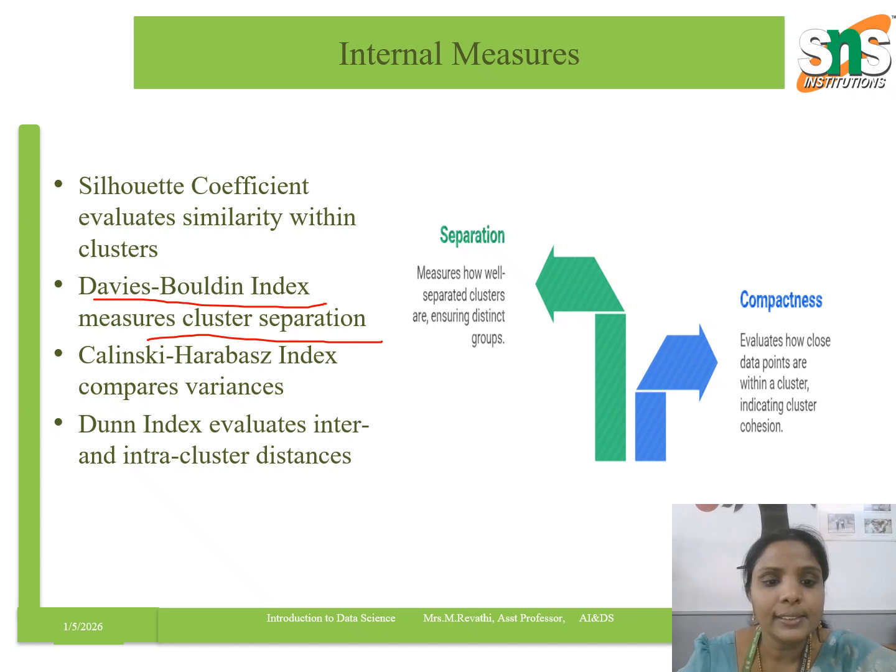Next one is the Calinski-Harabasz index, which compares variances between clusters and within clusters. Higher values mean well-defined clusters. The last one is the Dunn index. It evaluates inter-cluster and intra-cluster distances. These measures mainly focus on compactness and separation, which are the key goals of clustering.